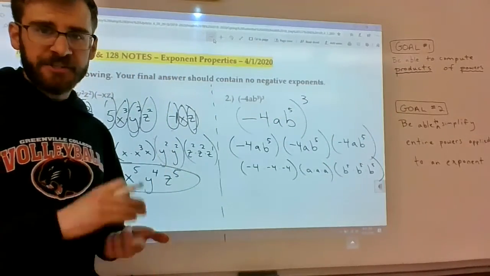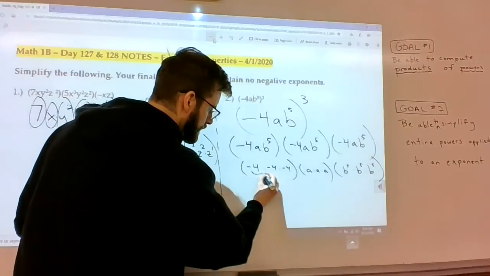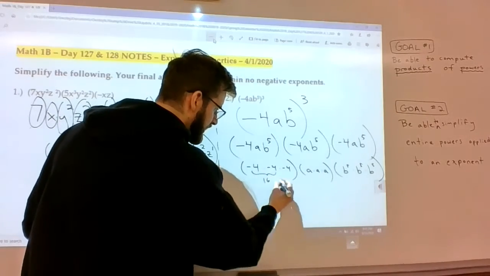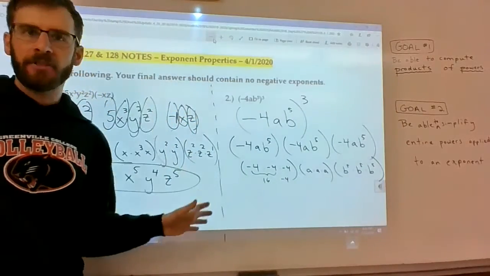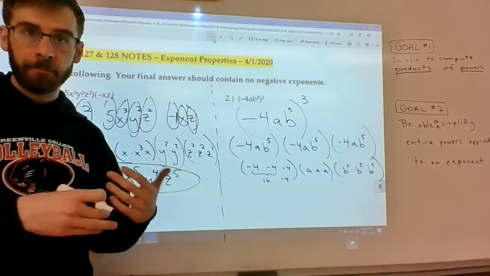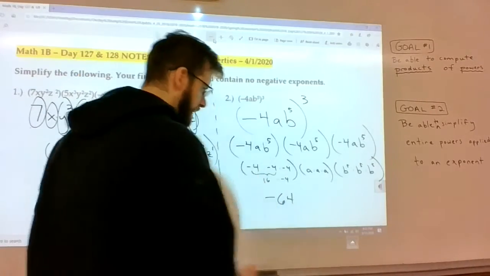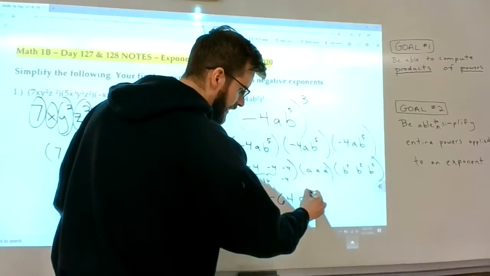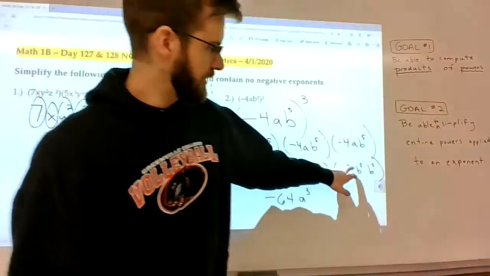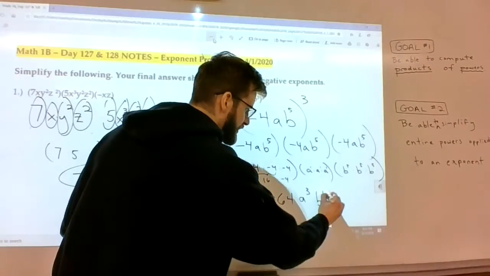Now, -4 times -4 is 16. Take that times -4, you'll get -64. By the way, feel free to use a calculator to ease the burden of that calculation. And then add them together, you get a cubed. 5 plus 5 plus 5 is 15. And you've got your answer there.